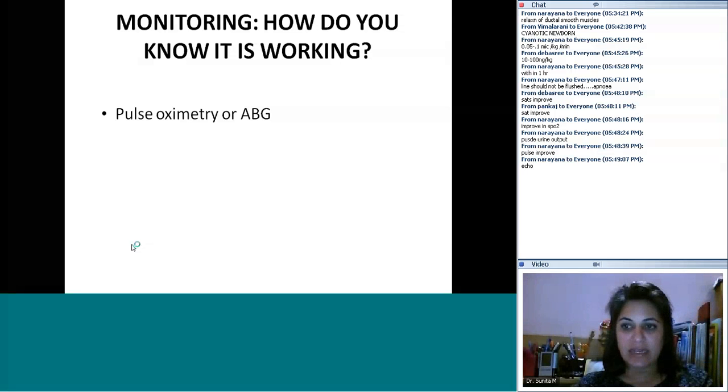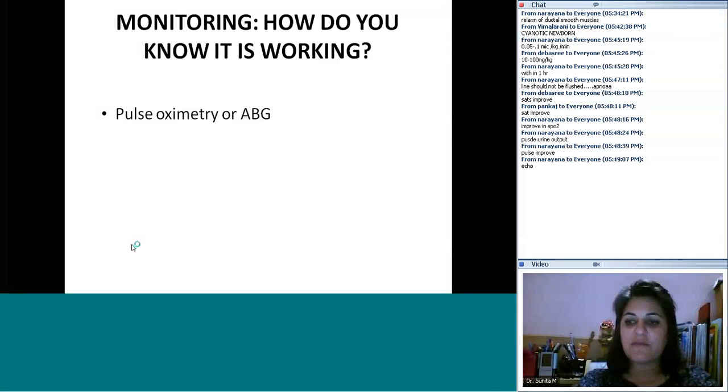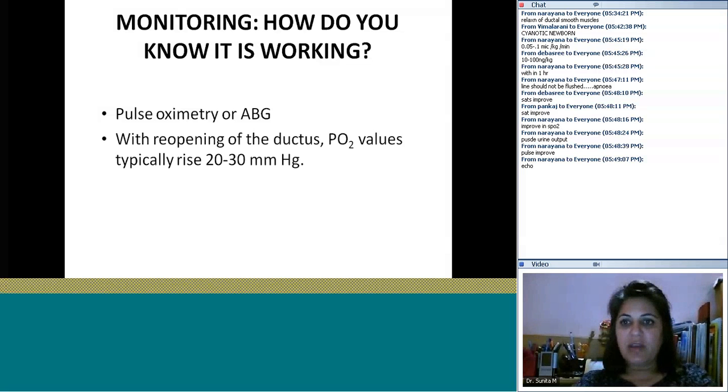So when you start prostaglandin, you first look at the echo, look at the size, look at the gradient. Then you start prostaglandin. Then you look at the size again, look at the gradient again. If the size has become bigger and the gradient has become less, that means that duct has opened up. Okay, and that you can do within 1 to 2 hours. So you start prostaglandin at 3 in the afternoon, go back and re-echo in 1 or 2 hours.